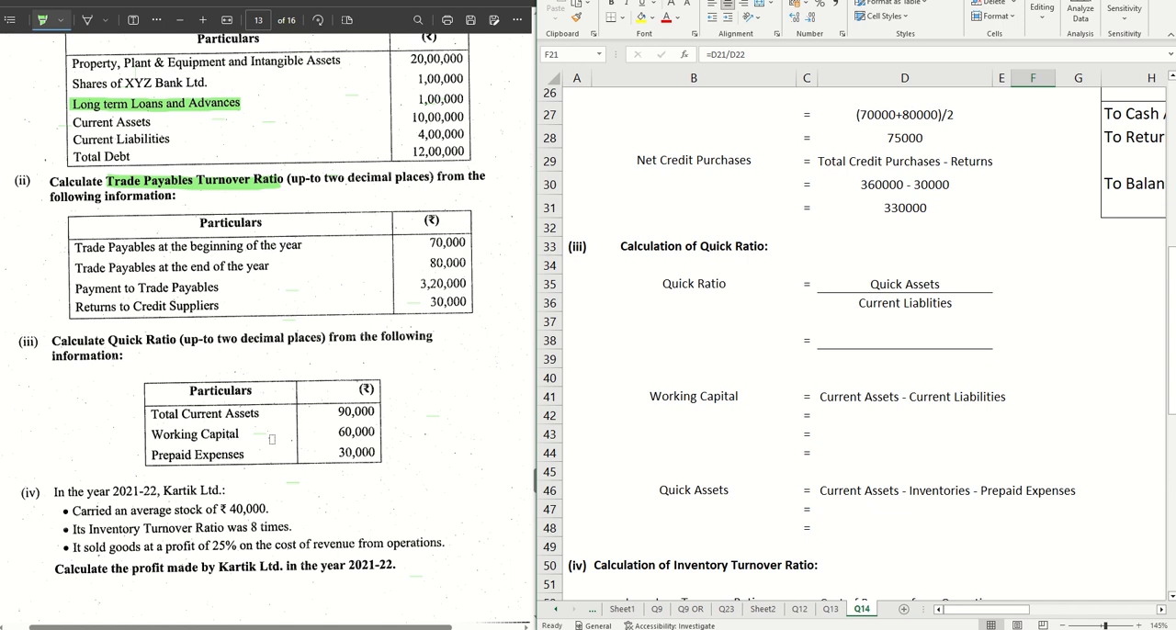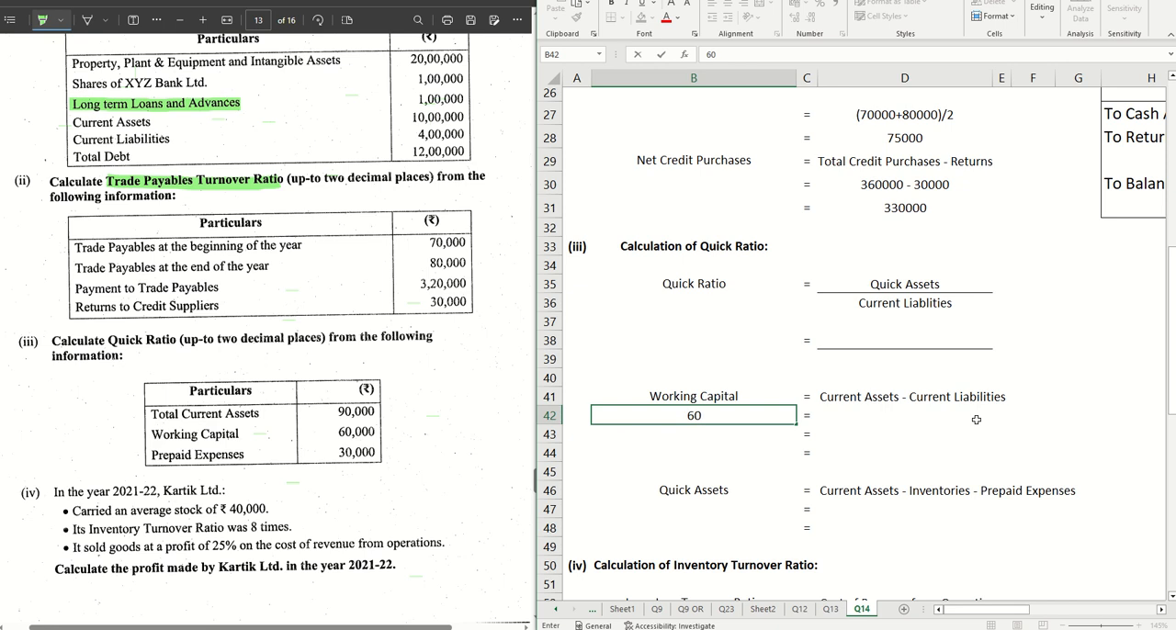We have to calculate the quick ratio. The formula is quick assets by current liabilities. We have been given the current assets, the total current assets are given, the working capital is given, the prepaid expenses are given. All right. So using the formula of working capital, which is current assets minus current liabilities, we can calculate the current liabilities, which is the missing amount.